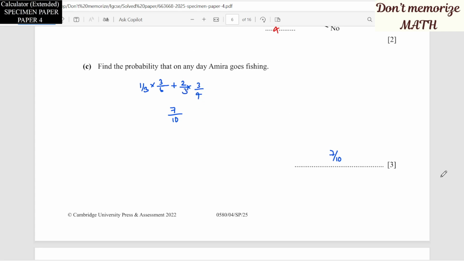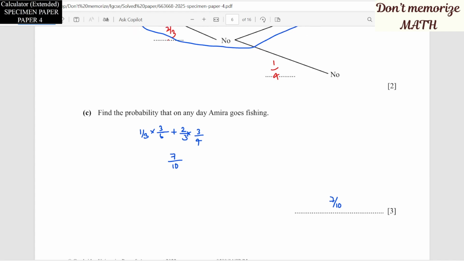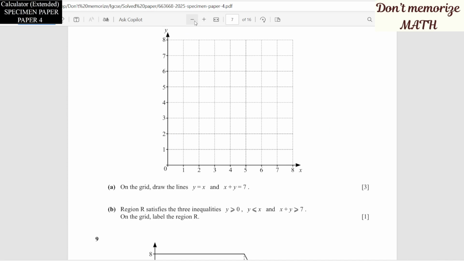Okay. So total marks is 3. I hope this part is clear. So we'll move to the next question. Question number 8. I'll just zoom out.